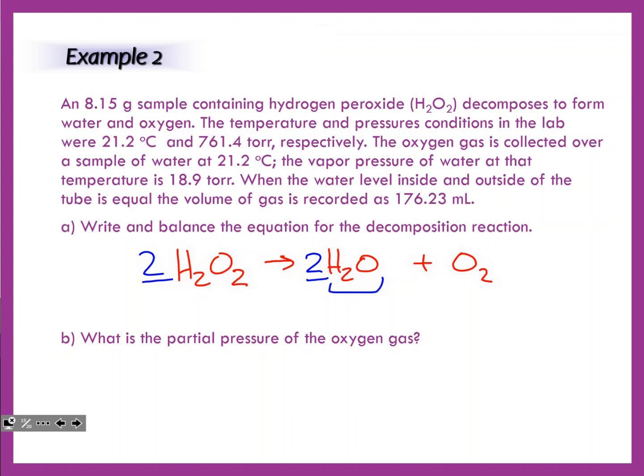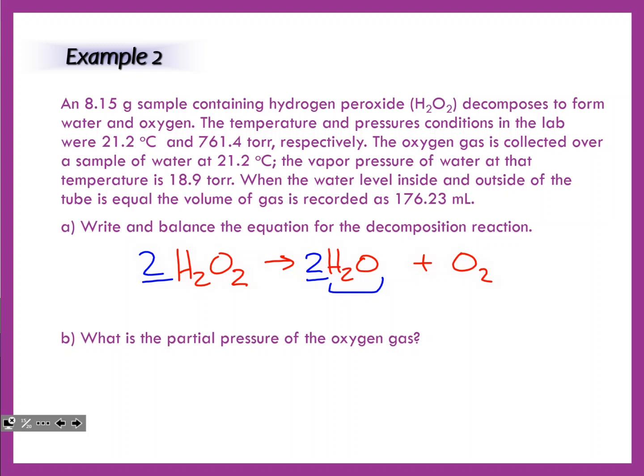Now for the simple part. It says, what is the partial pressure of the oxygen gas? It says that the temperature and pressure conditions in the lab were 21.2 degrees Celsius and 761.4 torr. So that's saying the atmospheric pressure in the lab was 761.4. And you can look up the atmospheric pressure on your phone and it'll tell you what it is today. So talking about pressure right now in our classroom.